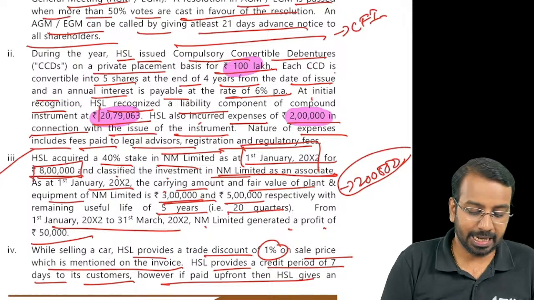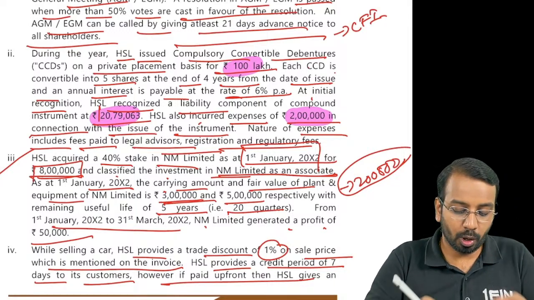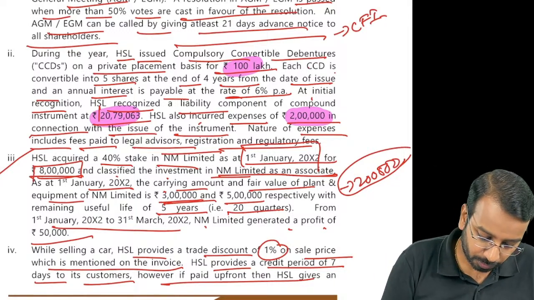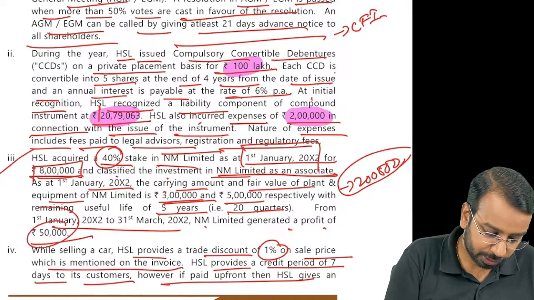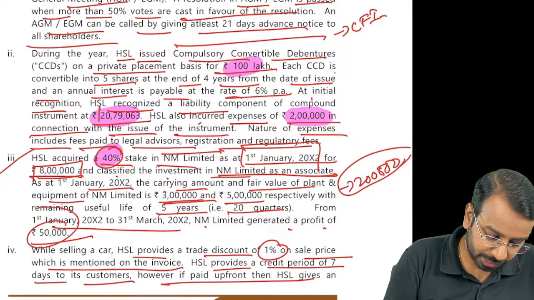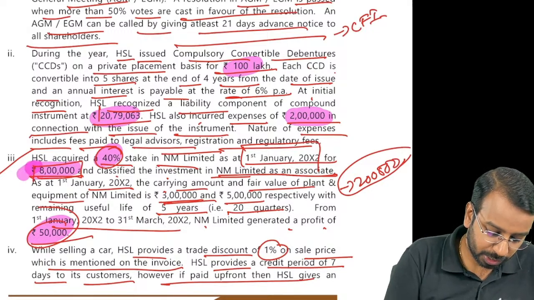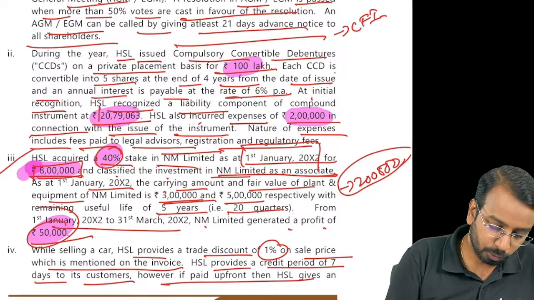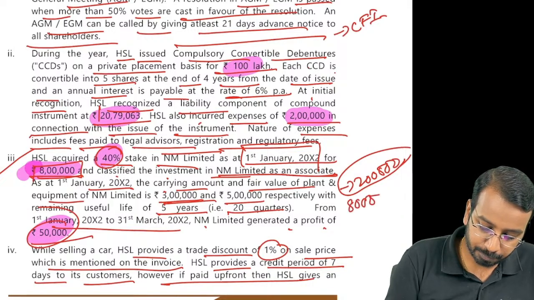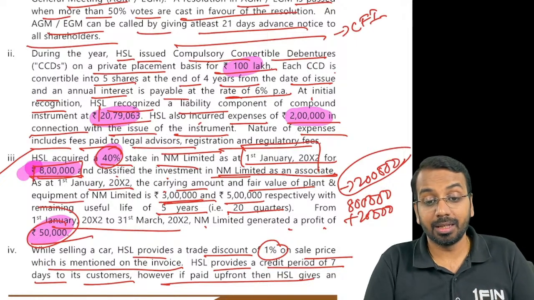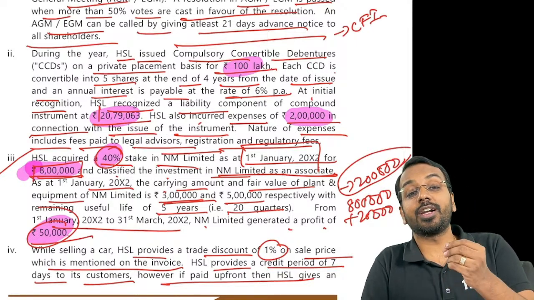First, you will take 8 lakhs. To that, you will add your share of profit. What is our share of profit? 40% of 50,000. So what you will do? 8 lakhs plus 40% of 50,000. So 8 lakhs plus 20,000, 8 lakh 20,000. Then there is an adjustment because of additional depreciation.